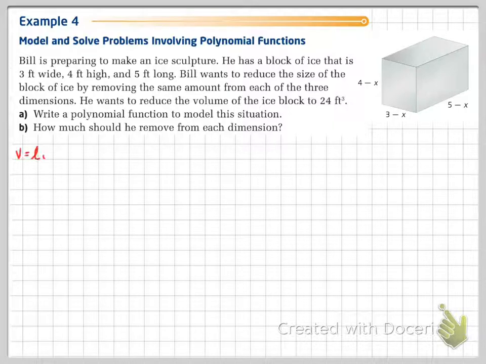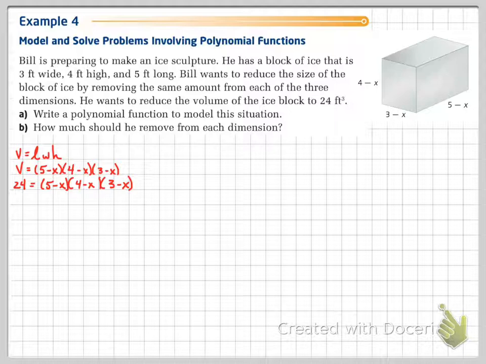Well, we know that volume is length times width times height, and we know what the length, width, and height are. Those are 5 minus x, 4 minus x, and 3 minus x. And we know what the volume is. The volume, we're told, is going to be 24 cubic feet. So we can say 24 is 5 minus x times 4 minus x times 3 minus x. Now I can expand, simplify this, subtract 24 from both sides, and get a quadratic equation, not a quadratic, but a cubic equation set equal to 0.